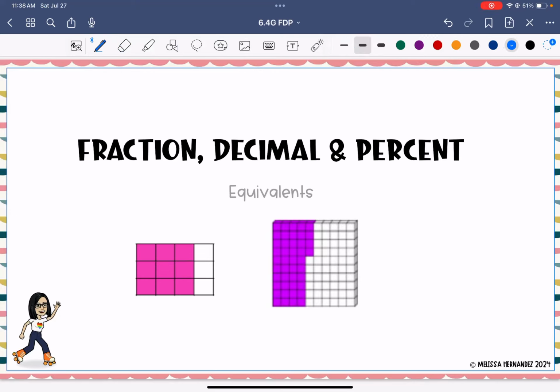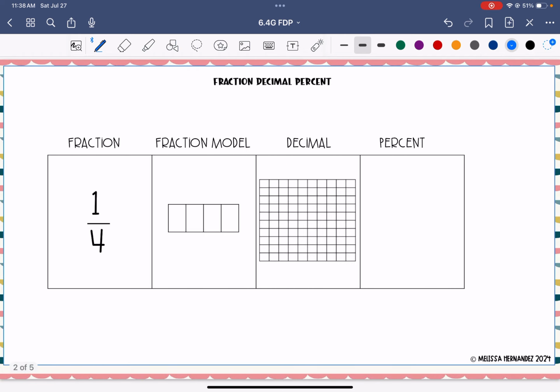In this video, we're going to focus on equivalent fraction decimal percent. Okay, so let's go ahead and get started.